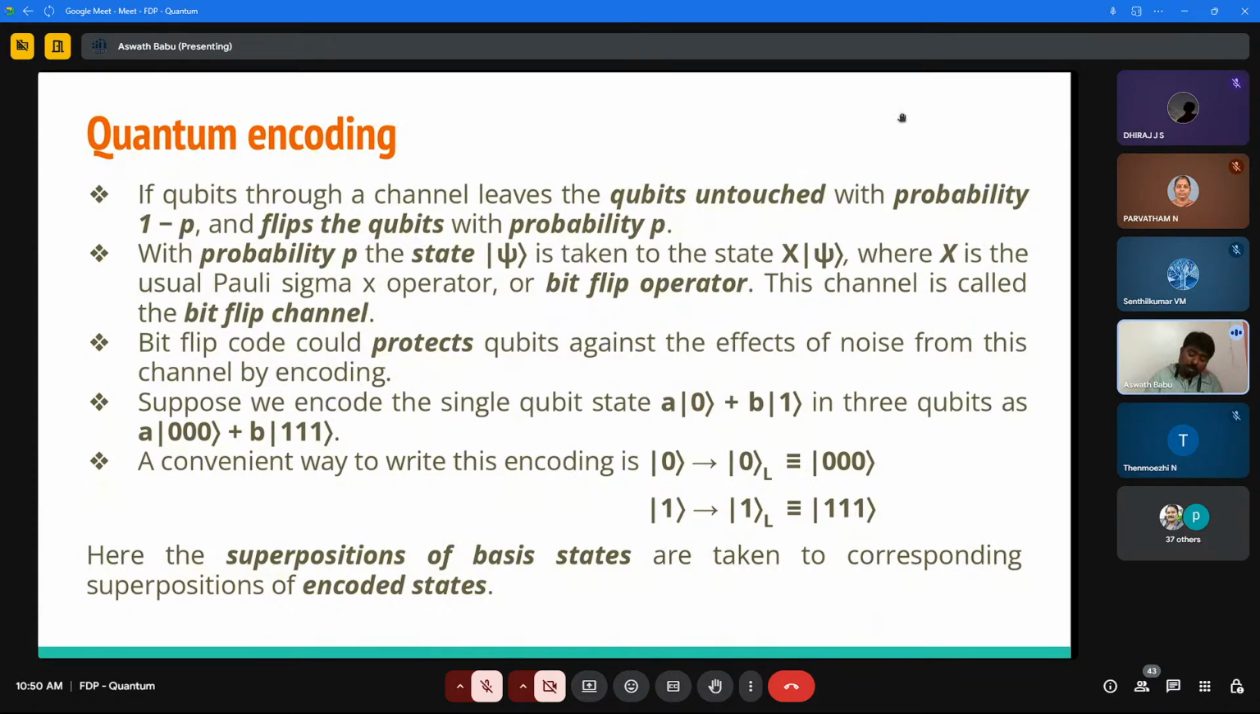I'll give a simple real-world classical example. Let's say I have a big box, a very large box. I want to send the information of that large box to some third party. If I send it by one person, I know that the person carrying that box may fall down somewhere, he may destroy the box, so the information gets destroyed.